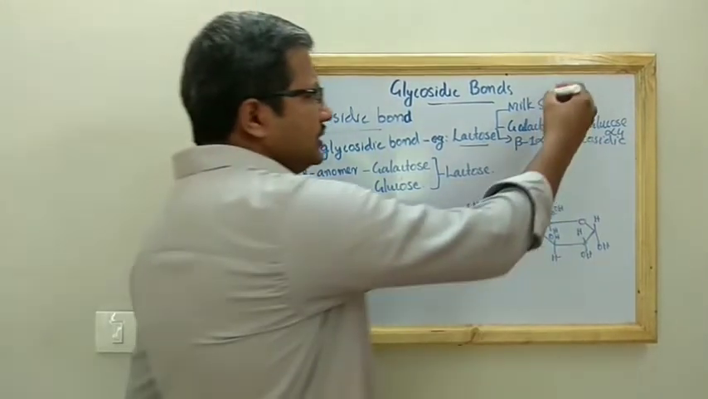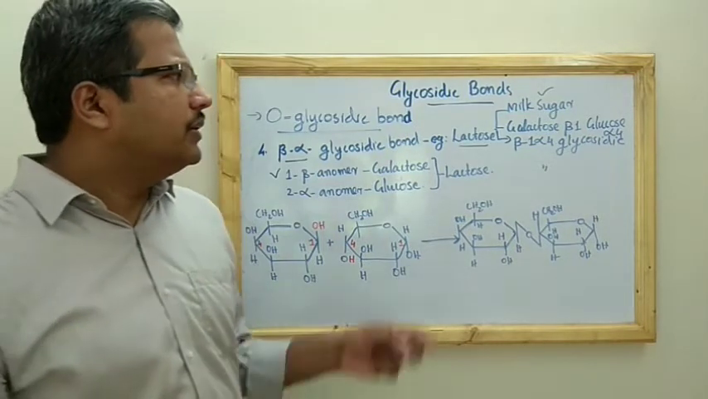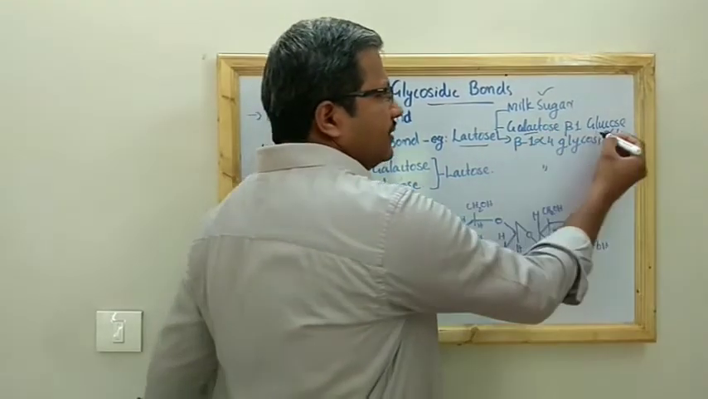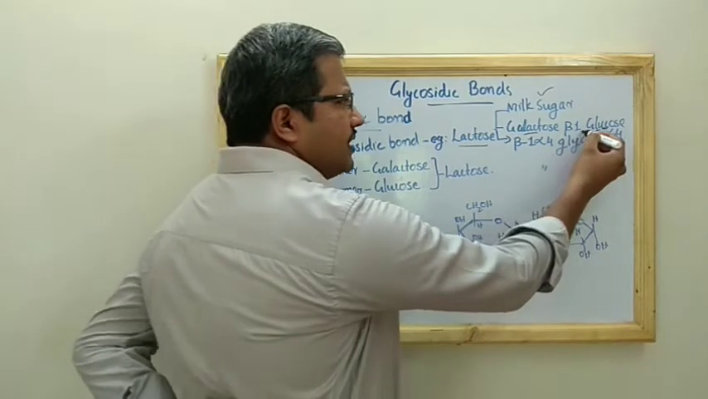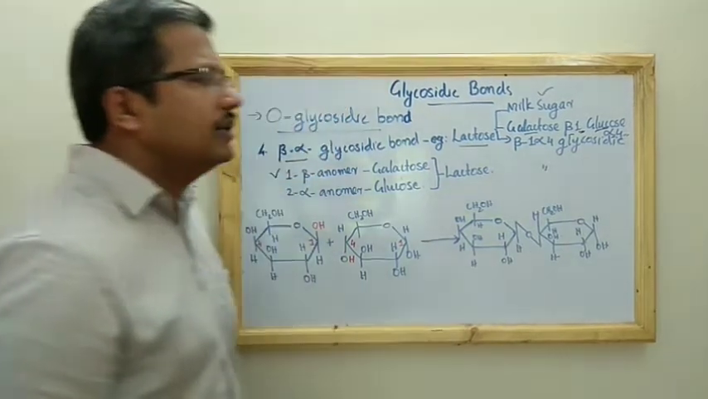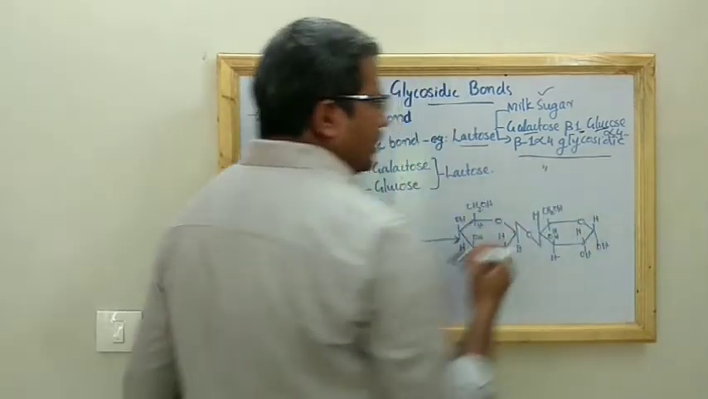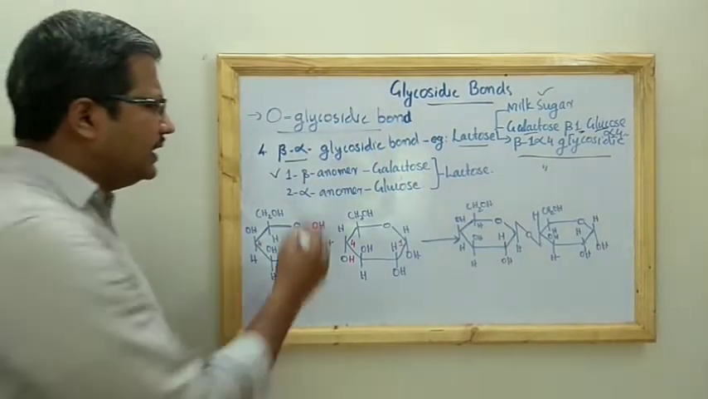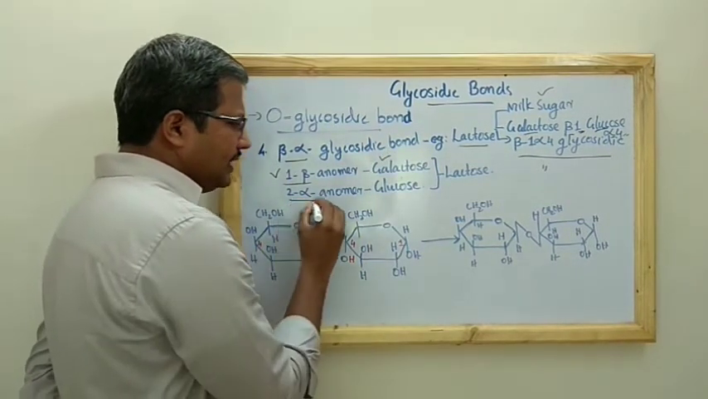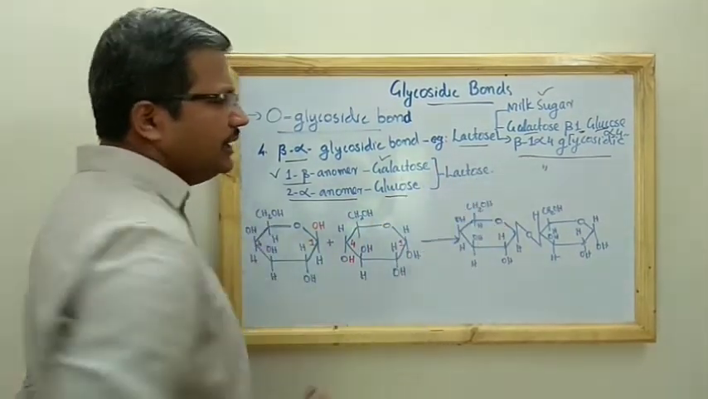We know that lactose is the milk sugar. Okay, we can see the lactose there. This lactose is actually composed of galactose and glucose, where the first carbon of beta galactose will be linked with the fourth carbon of alpha glucose. So the linkage is a beta 1,4 glycosidic linkage. The first anomer, the beta anomer, is galactose, and the second, the alpha anomer, is glucose, that together form lactose.